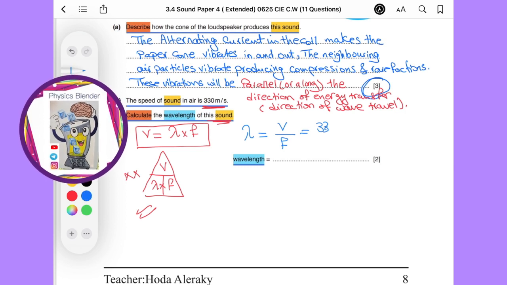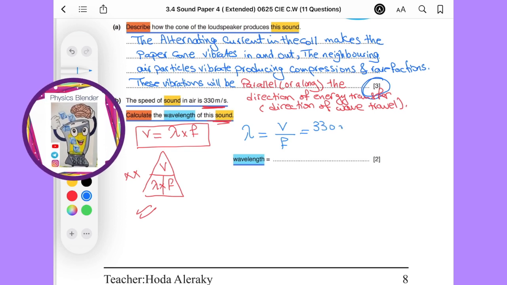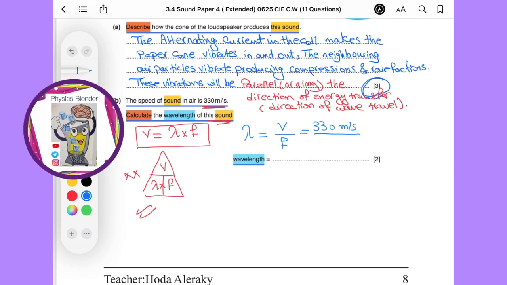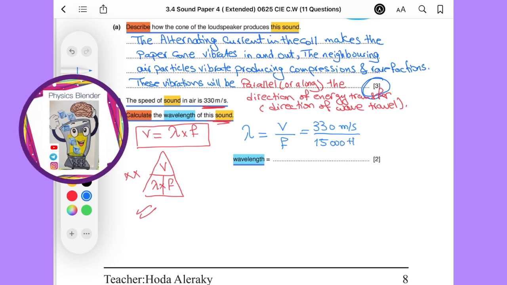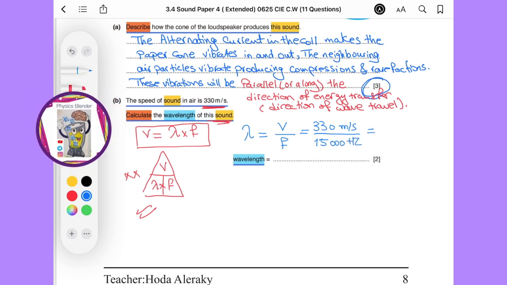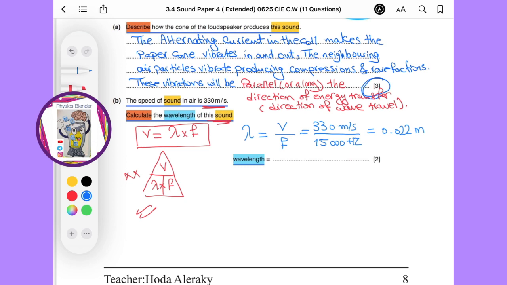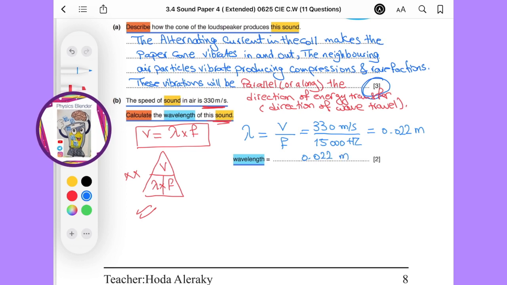So you have 330 meter per second. Check the frequency is in hertz, not kilohertz, not megahertz. So the frequency is given 15,000 hertz. The answer is 0.022 meters. So this is the answer. You have to write it here. The unit should be mentioned.